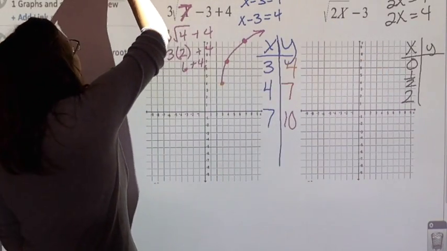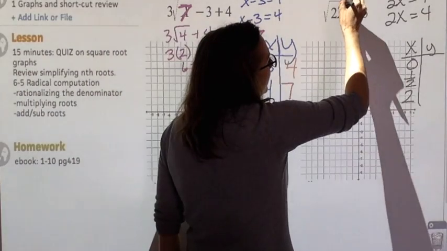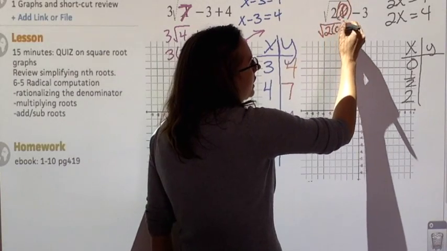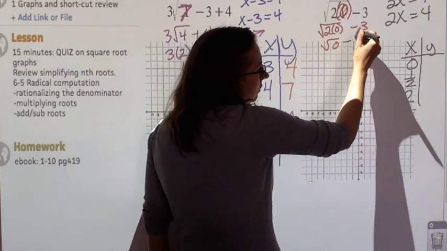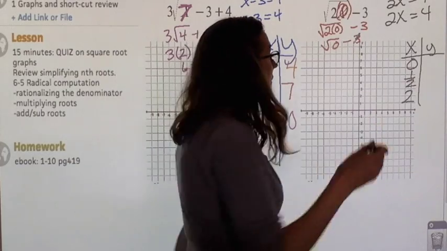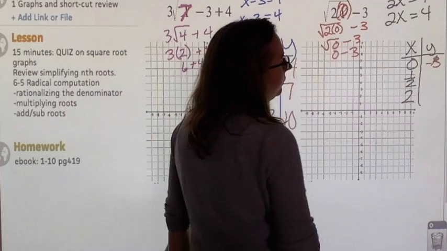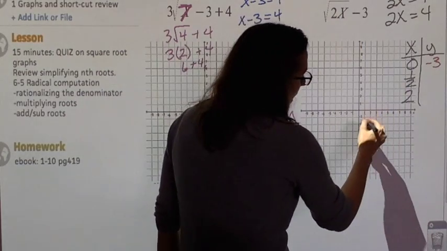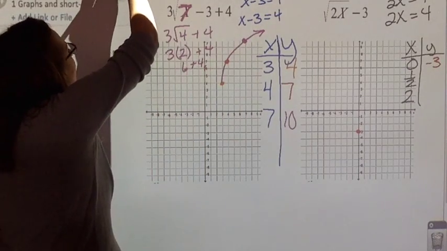So let's switch up this color. I'm going to start with 0, so I'm going to take that x out and I'm going to put in a 0. So under my root sign right now, I have 2 times 0 minus 3. Well, 2 times 0 is 0. Under the root sign, though, so square root of 0 is 0. And 0 minus 3 is going to be a negative 3. I'm going to erase that up. I'm going to plot it over 0, down 3. Now I'm going to go to my next point.